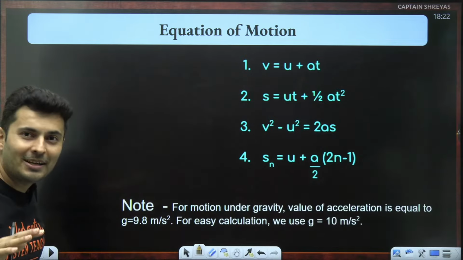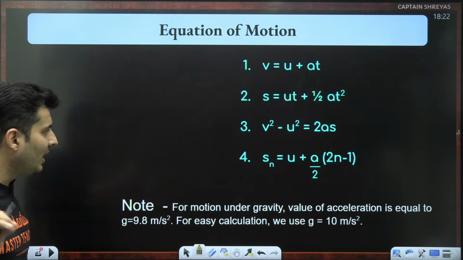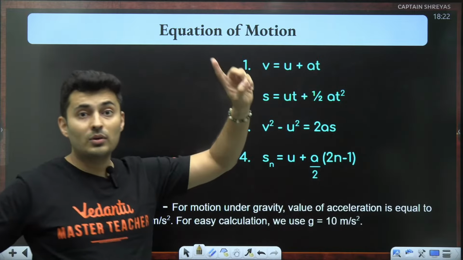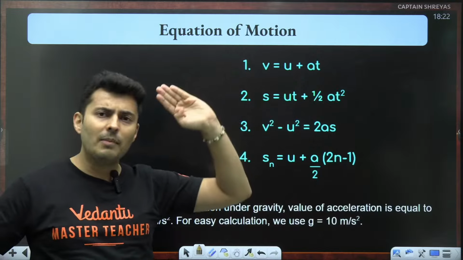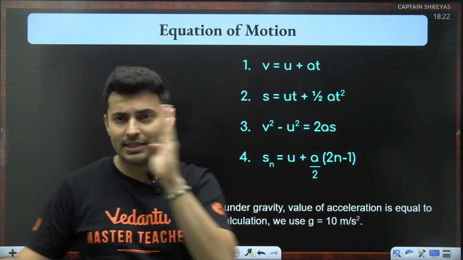Let's do some questions now. Always use sign convention, okay? All these are vectors, so you have to use sign convention. Treat something positive, something negative. Everything will come properly if you follow your signs.